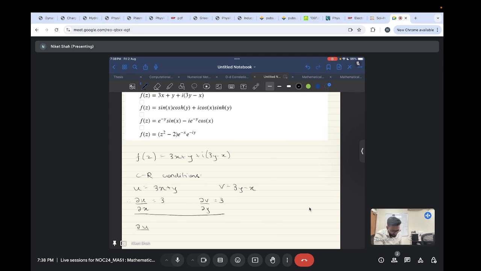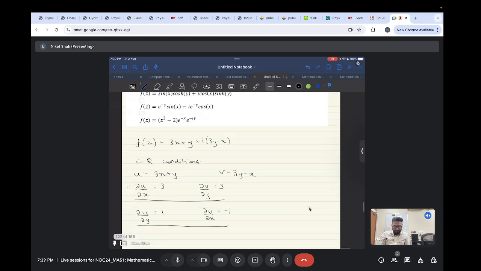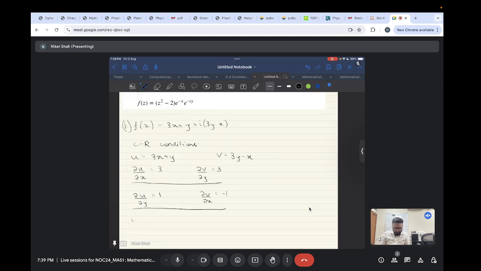Del u by del y is equal to 1, del v by del x is equal to minus 1. Therefore, even this second condition is being trivially satisfied. So at no point in the complex plane can these conditions not be satisfied. Cauchy-Riemann conditions for this function will always be satisfied in the entire complex plane. So that is why this function, the first one that we've chosen to look at, is analytic.